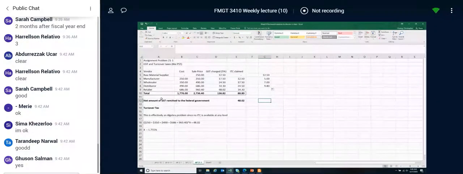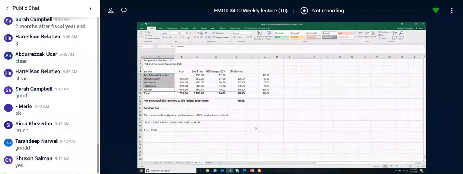Okay. Now you sit there and say to yourself, okay, retailer, I'm going to recover the $34.30. Now I'm going to sell to the general public for $960.40, and my GST charge is going to be $48. So now I'm going to net remit to the federal government $13.72 because I'm going to get a refund of the $34.30. So at the end of the day, the net amount of tax the federal government collects is only $48, because at each level, whatever GST they paid on purchase, all these businesses are going to be able to recover.